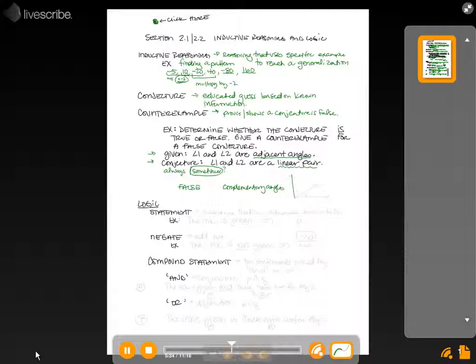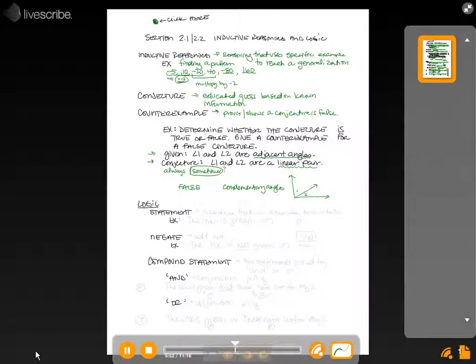Or you could show me a picture. Alright, so there's our big angle, and we're going to split it into two smaller ones. Now these two angles are adjacent. Let's put 1 and 2 in there. They're adjacent, but they're not a linear pair. Okay? And that shows that our conjecture is false.